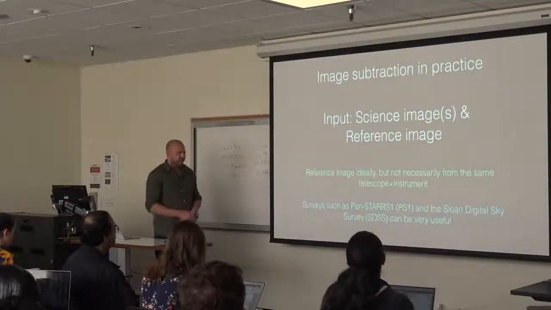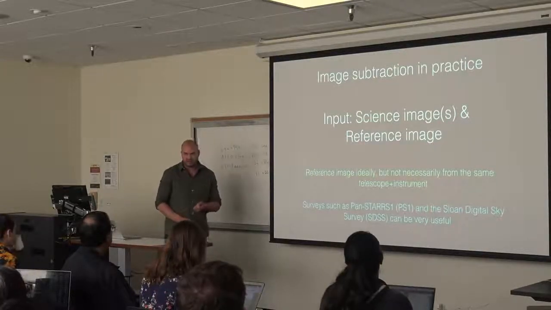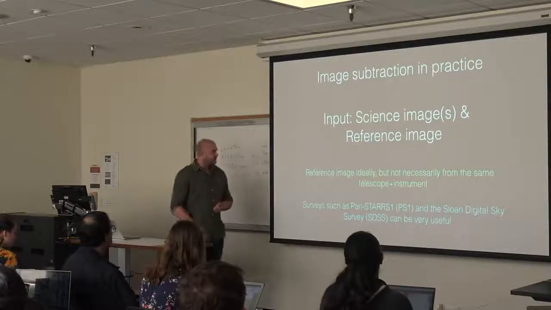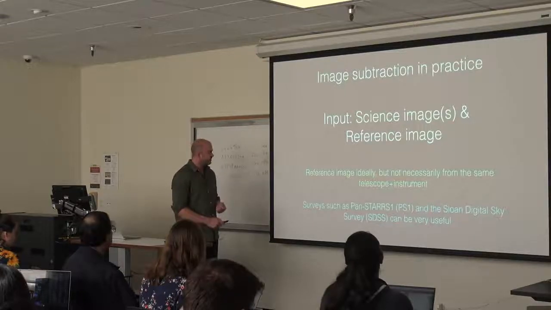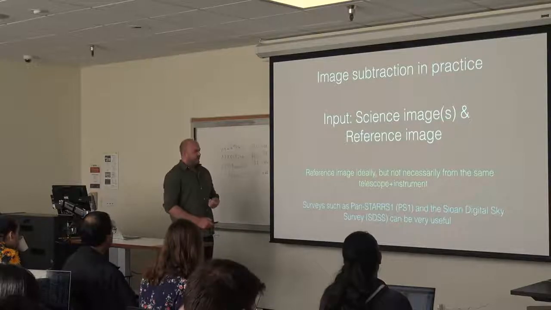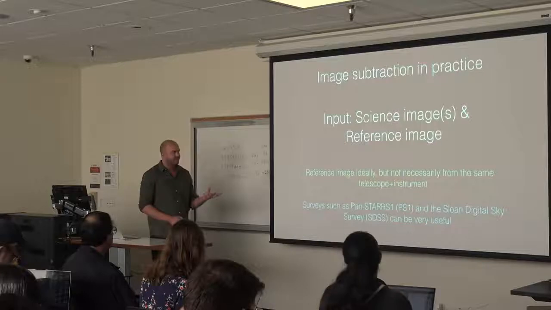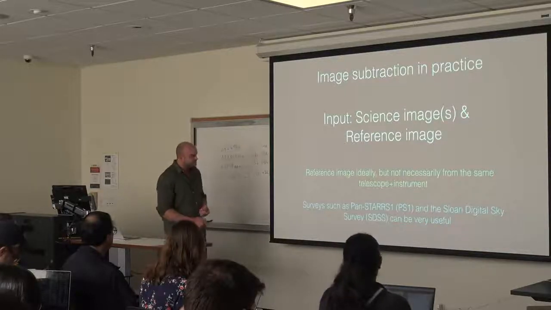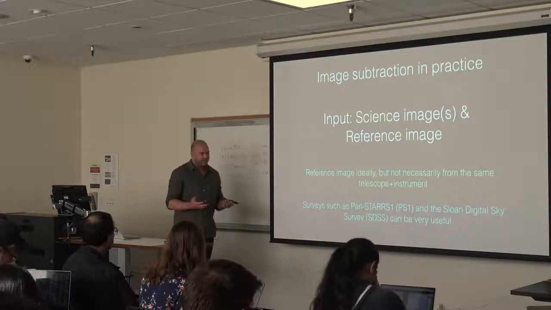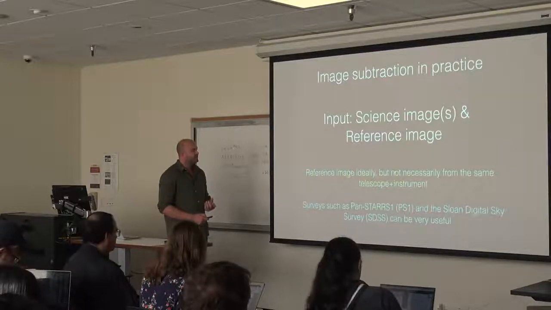So how do you do this in practice? You need a reference image without your transient. You need to take new science images, then you just subtract the reference image and find any transients you might have, or do whatever photometry you want to do. The thing is, ideally you would like the reference image and the science image to come from the same telescope, using the same photometric filter. This is going to be, you know, mathematically perfect, more or less, when you do the subtraction. But you don't have to do it like this.